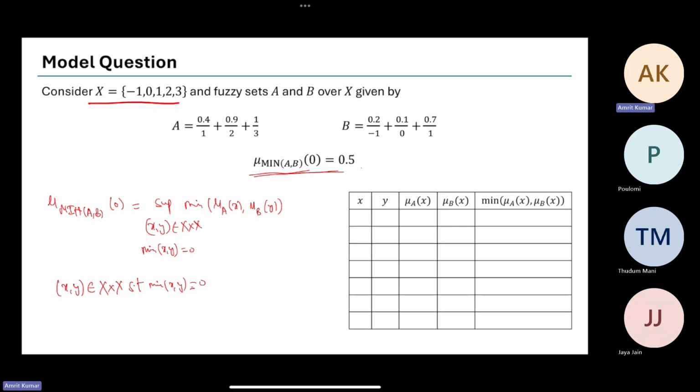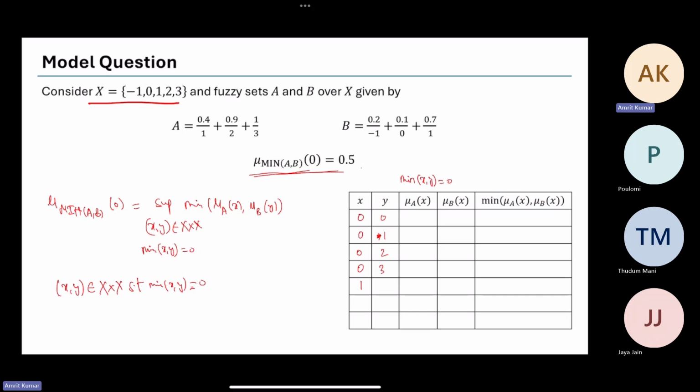Now notice that this is our set capital X. So if two numbers from capital X have their minimum 0, then we have the following possibilities. One of them has to be 0, right? So we can have 0, 0. If both of them are 0, then minimum of x comma y will be equal to 0. We can also have 0 and 1, not minus 1. Because if y is minus 1, then minimum of 0 and minus 1 is minus 1. But this case works, right? When x is 0 and y is 1, minimum is again 0. Similarly, when x is 0 and y is 2, again minimum is 0. Similarly, when x is 0 and y is 3, minimum is again 0.